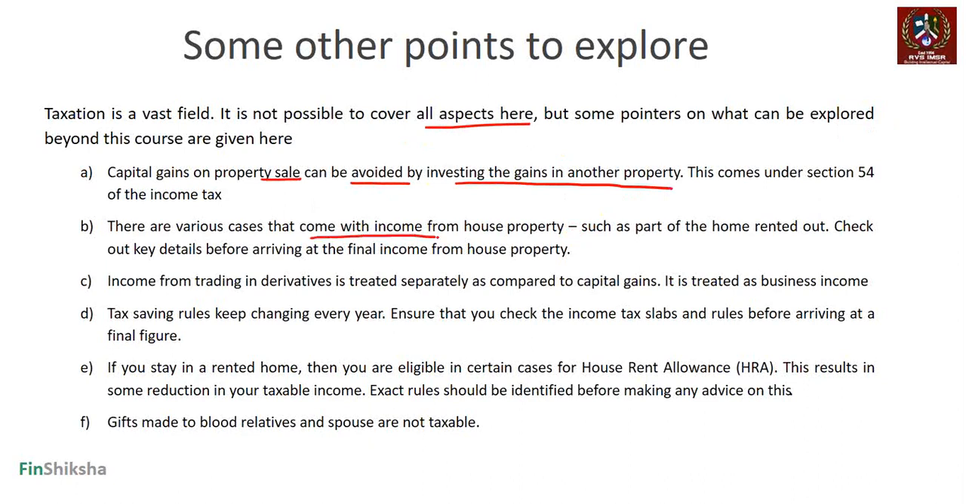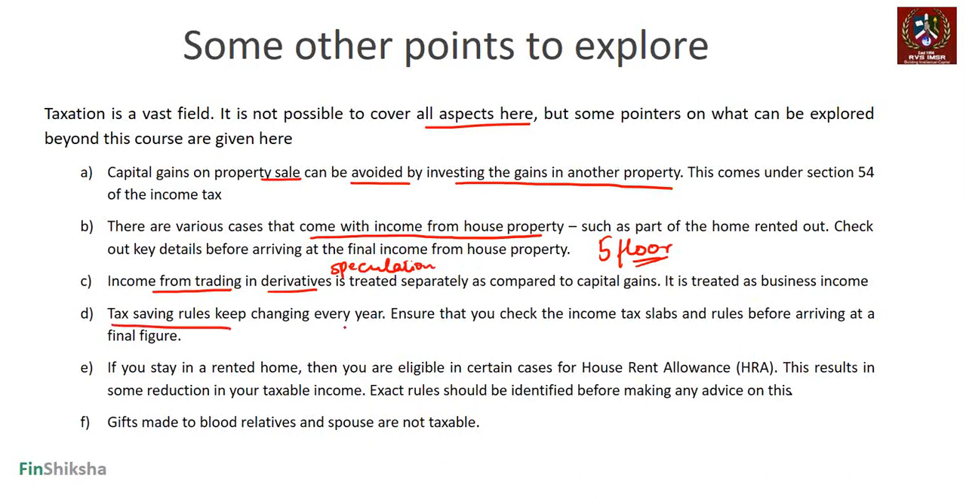There are various cases which come with income from house property. You have to check with a chartered accountant as to what happens, right? Such as part of the home. There are 5 stories or 5 floors on the home. You stay on 1 floor and 1 floor is rented out and 3 are vacant. Then you have to arrive at these details to figure out what is the exact interest component that can get adjusted from the EMI, right? Income from trading in derivatives is treated as speculation income, gets added in business income, right?